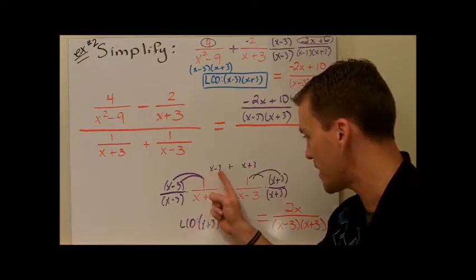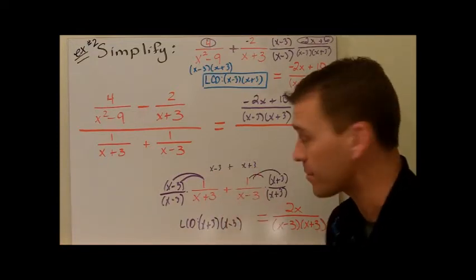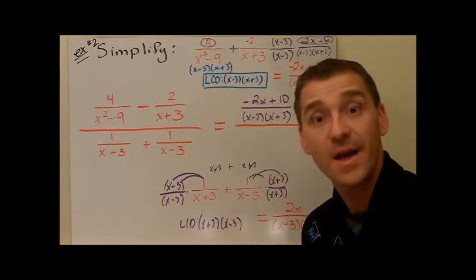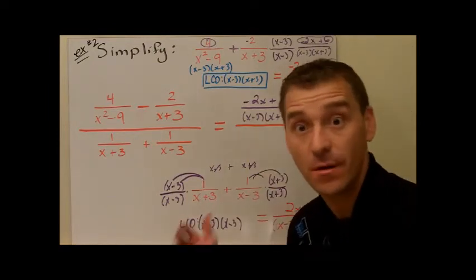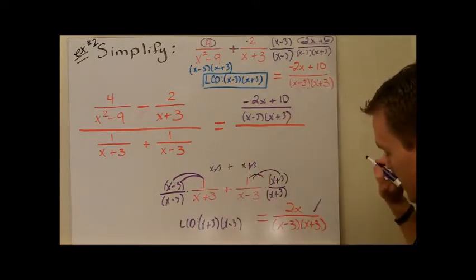x minus 3 plus x plus 3, check it out. The 3 and the negative 3 cancel each other out. Not really cancel, I shouldn't say that. It goes to 0. Negative 3 plus 3 is 0. So I have x plus x, which gives me 2x. Check. That's why that's down there.